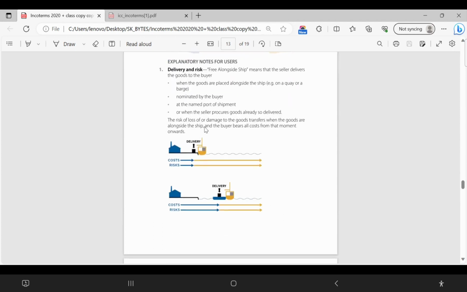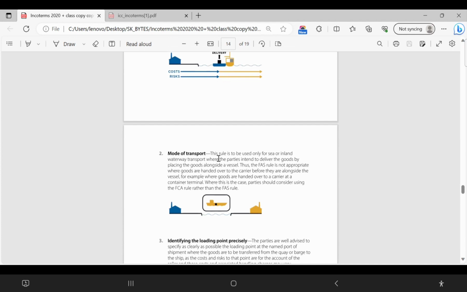It could be here, and if there is a barge, or if there is a quay, the feeder vessel has to carry from here to here. In such a case, the delivery happens here. Two places, either of these two places. Because big vessels cannot come to the port, they have to be docked somewhere near the quay. If that is the point, the cost and risk from this point to this point is also on account of the seller.